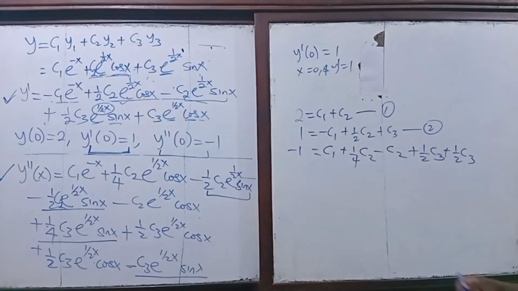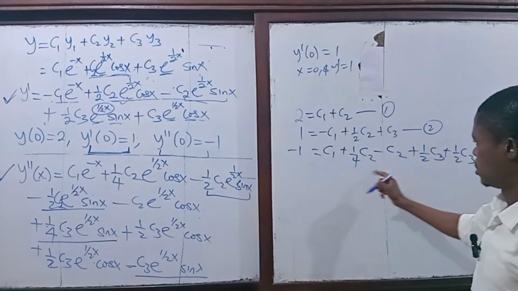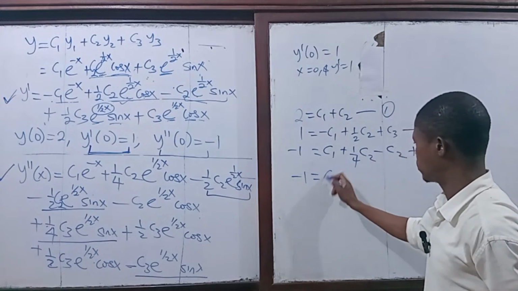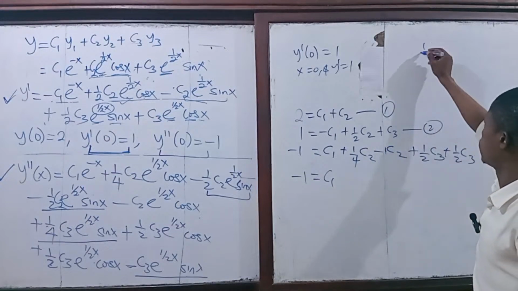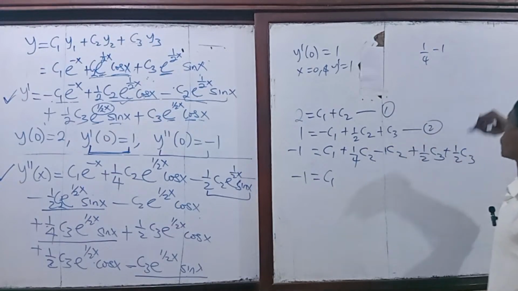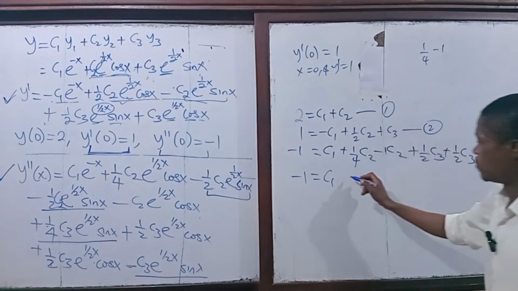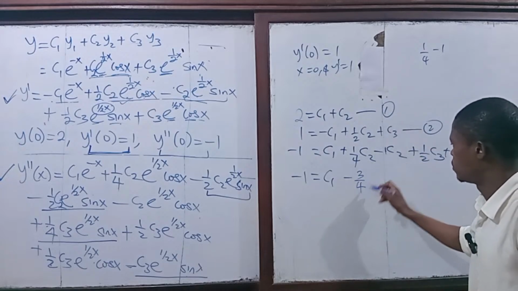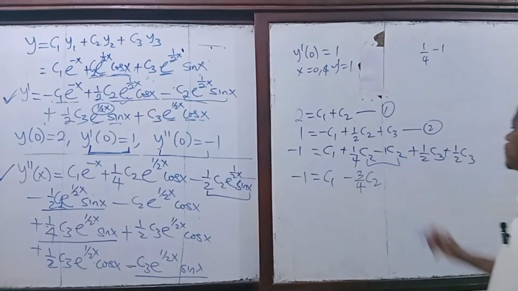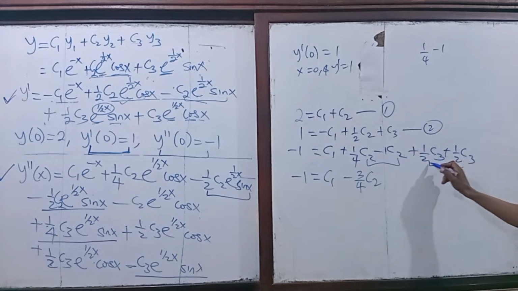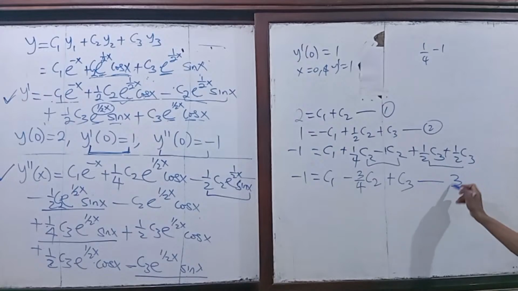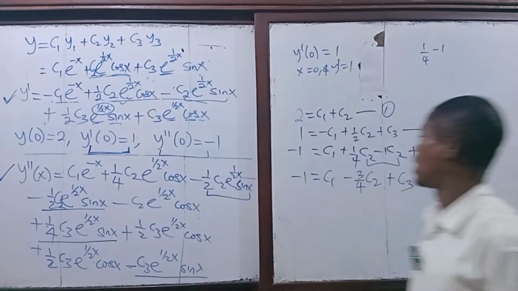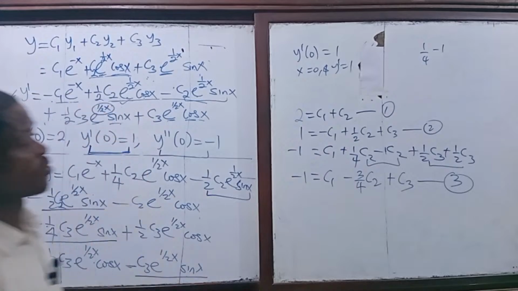But let's tidy up this one. We're going to have minus 1 equal to C1. This is 1 here. So 1 over 4 minus 1, that would be minus 3 over 4. Minus 3 over 4 C2. If you combine these two together, minus 3 over 4 C2. This one also half plus half. That's a plus C3. So this is your third equation. So that's the three equations we have.